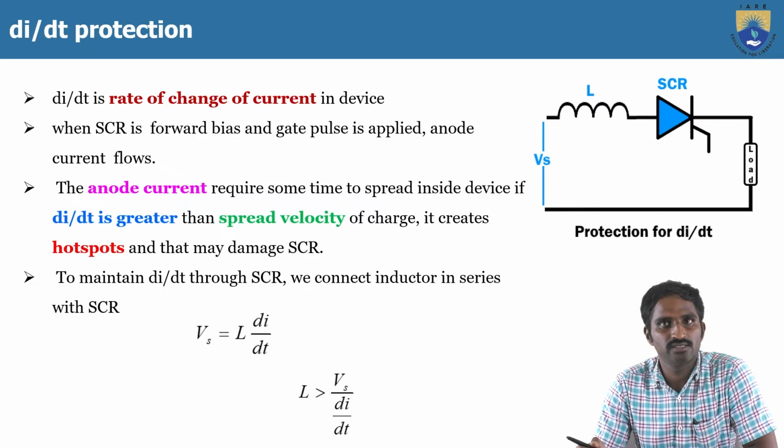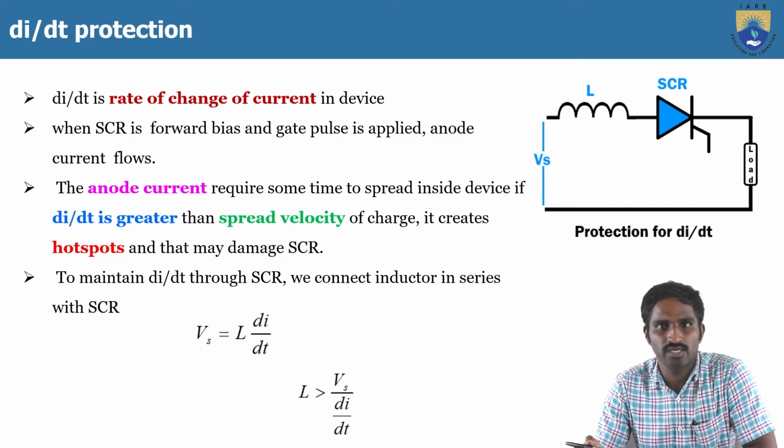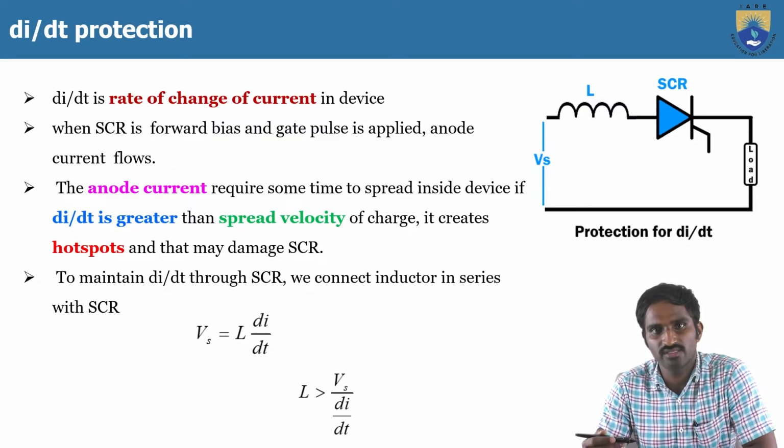Then this anode current requires some time to spread inside the device, so we talk about the rate of increase of the anode current. Change may mean increase or decrease, but for the turn on we increase the anode current above the latching current. We consider this di by dt rating during the turn on process, so here the current is increasing. The rate of increase of the current is the di by dt.